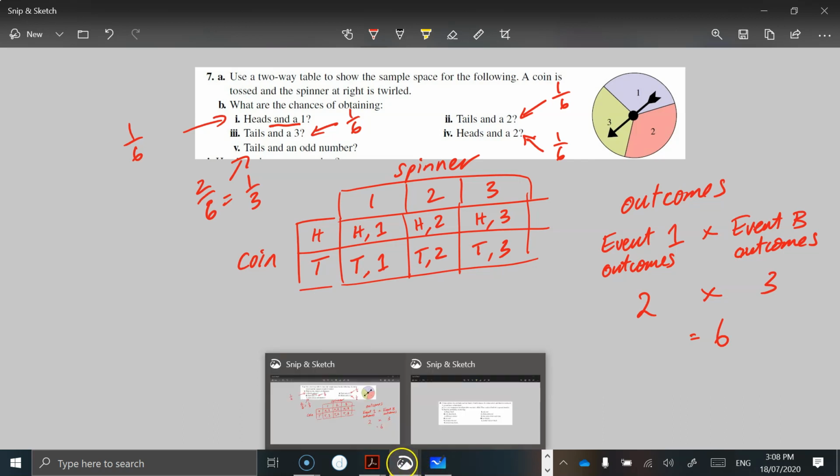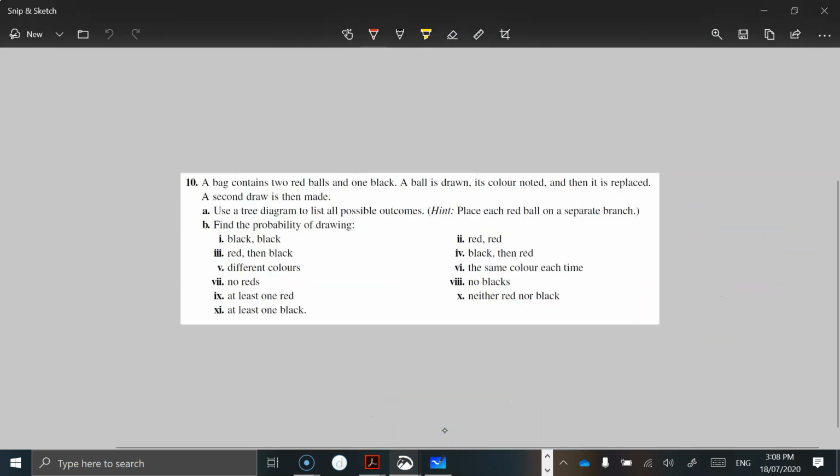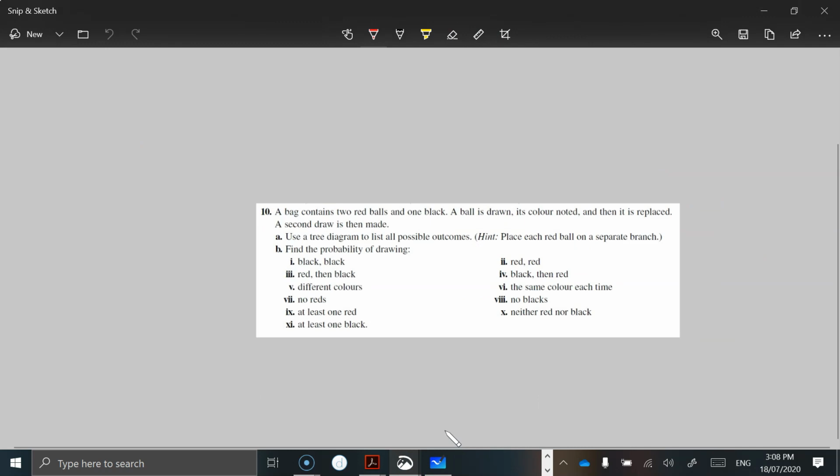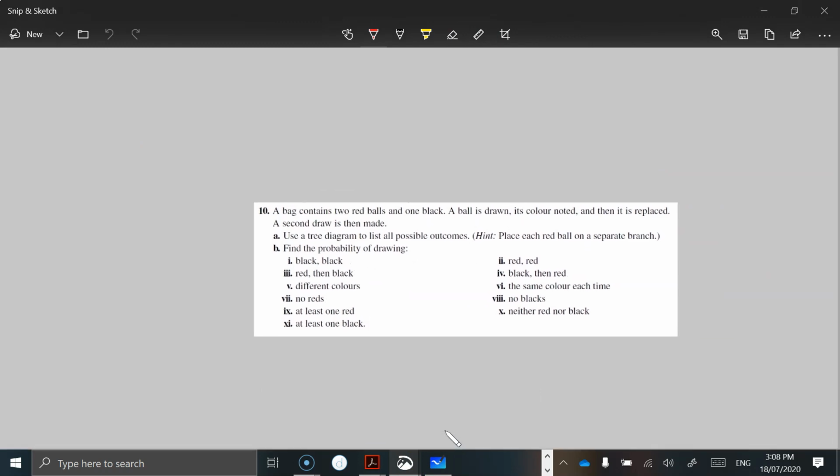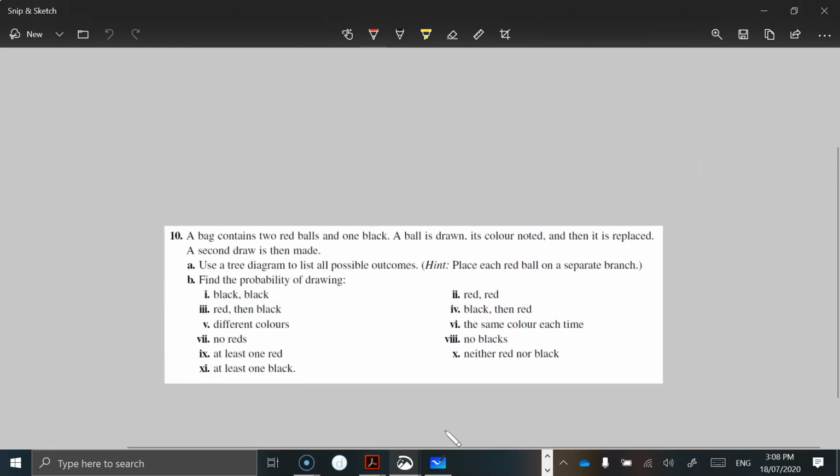Okay, so hopefully that helps you with two-way tables. Now let's look at the tree diagrams. So again, we're not looking for anything different. It's the same thing, but just in a different format.